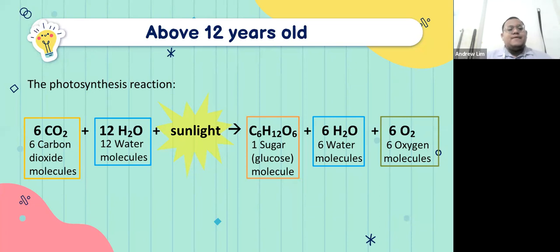We have 6 carbon dioxide molecules plus 12 water molecules plus sunlight that give out 1 sugar glucose molecule, C6H12O6, plus 6 water molecules plus 6 oxygen molecules. This is a standard formula for secondary school students above 12 years old. All right, do take note on these slides.